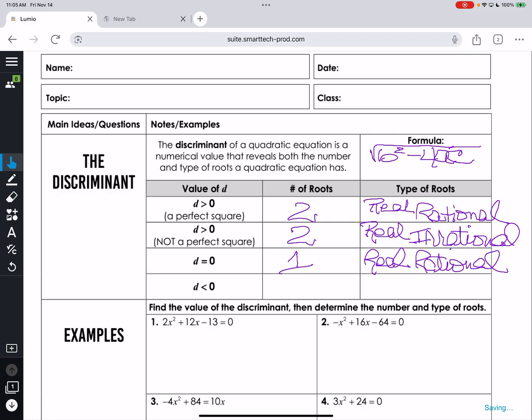If under the radical it's less than 0, what do we have? No roots. But what does it look like? There's an i, a baby i. So there will not be a root. You can graph it, but it will not touch the x-axis, and you will have two imaginary answers. Hence the baby i.